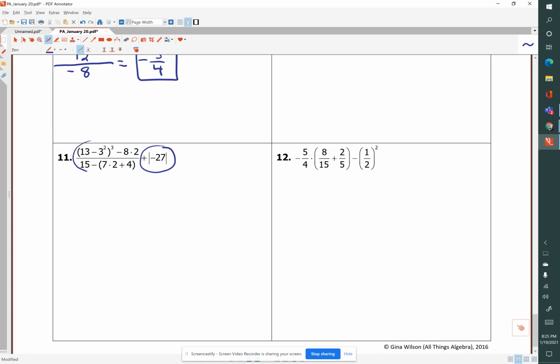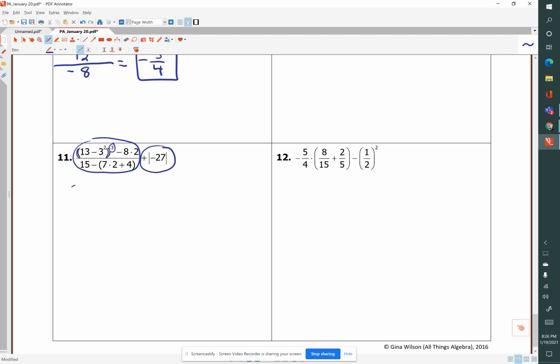So everything here will be evaluated first before we add the absolute value of negative 27. So we'll be doing that at the end. So let's start with the numerator. We have the quantity of 13 minus 3 squared. 3 is squared, but the whole quantity is raised to the third power, minus 8 times 2. In the denominator, we have 15 minus a quantity, 7 times 2 plus 4. And then to all of that is added the absolute value of negative 27.